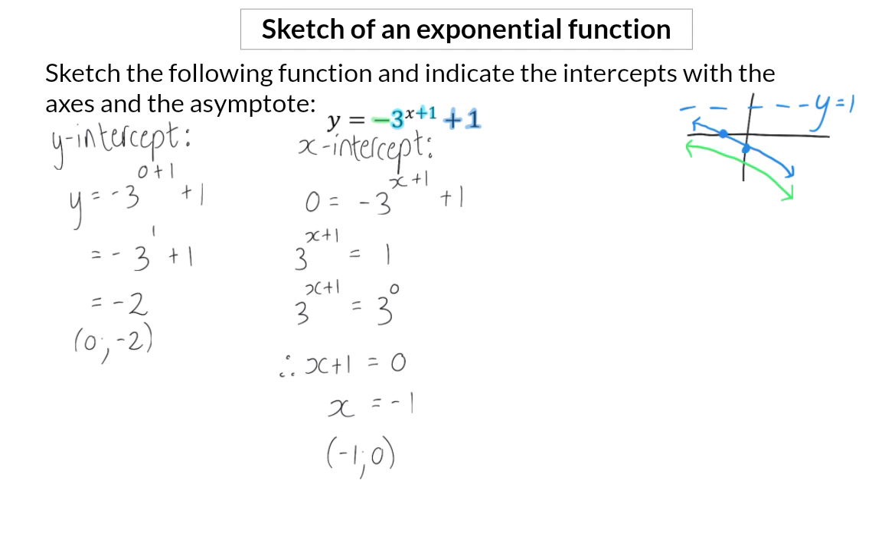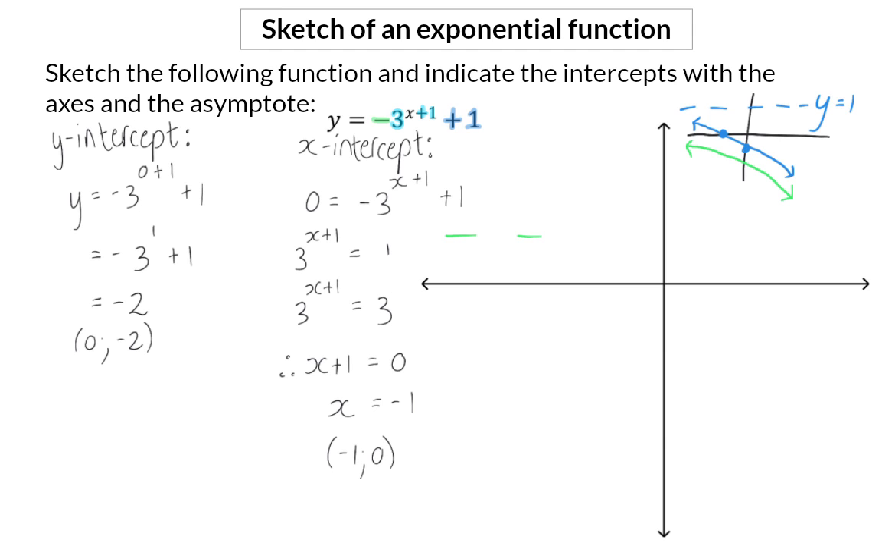and the x-intercept is at (-1; 0). So in the final sketch, I start indicating the asymptote at y is equal to 1, and now I draw my decreasing function and indicate the intercept of (-1; 0) and the y-intercept of (0; -2).